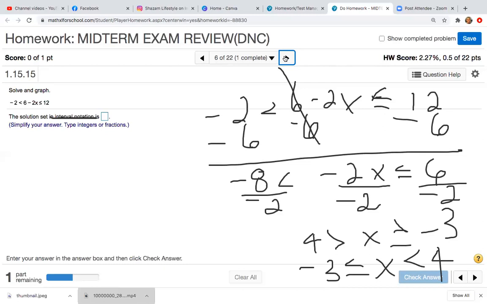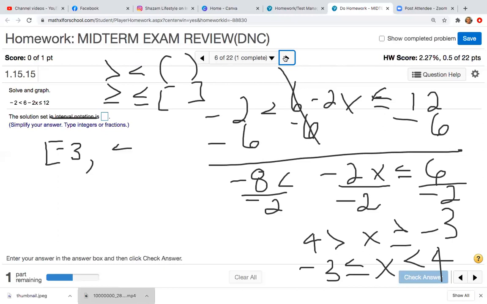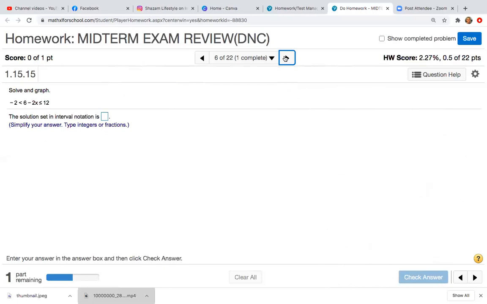Remember, when you're doing interval notation, greater than, less than, parentheses; greater than or equal to, less than or equal to, brackets. So on this one right here, when we express this in interval notation, we're going to start off with a bracket with a -3, comma, +4, and close it off with a parentheses. And that's it, guys. That's it for this one.